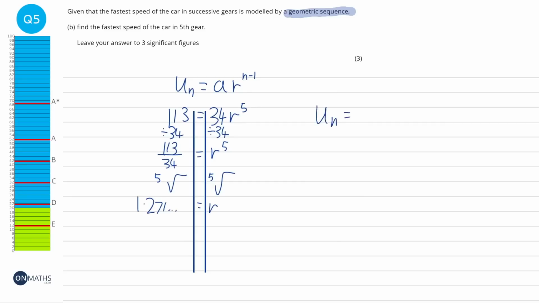So we actually know which one we're finding. We're finding the fifth gear. So it's going to be 34 times that number we've still got on the calculator, and make sure you keep it on the calculator to keep the precision, to the power of n minus 1, which would be 4 this time because it's the fifth gear. 5 take away 1. Put that into the calculator and you get 88.870 and so on, which to three significant figures, which is what it asks us for, is 88.9, and that would be kilometers per hour.